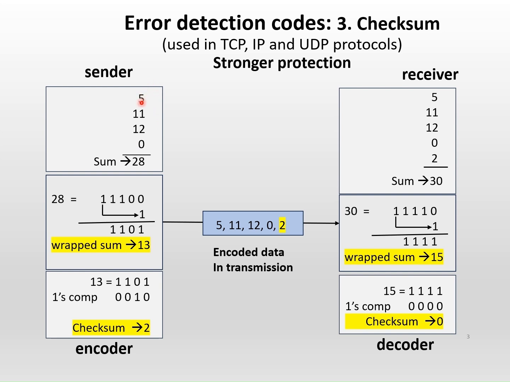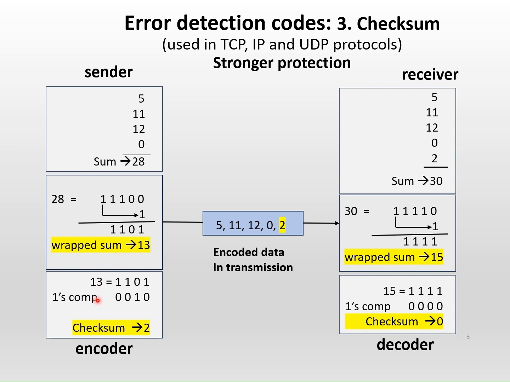decimal. So 4 data words is a block of data words, and they are getting added. A sum is generated, which is becoming 28. Now you know 28 cannot be represented in 4 bits, so this fifth bit is a carry. That carry is again added to the sum, and now it is called the wrapped sum. And the wrapped sum is coming out to be 30.